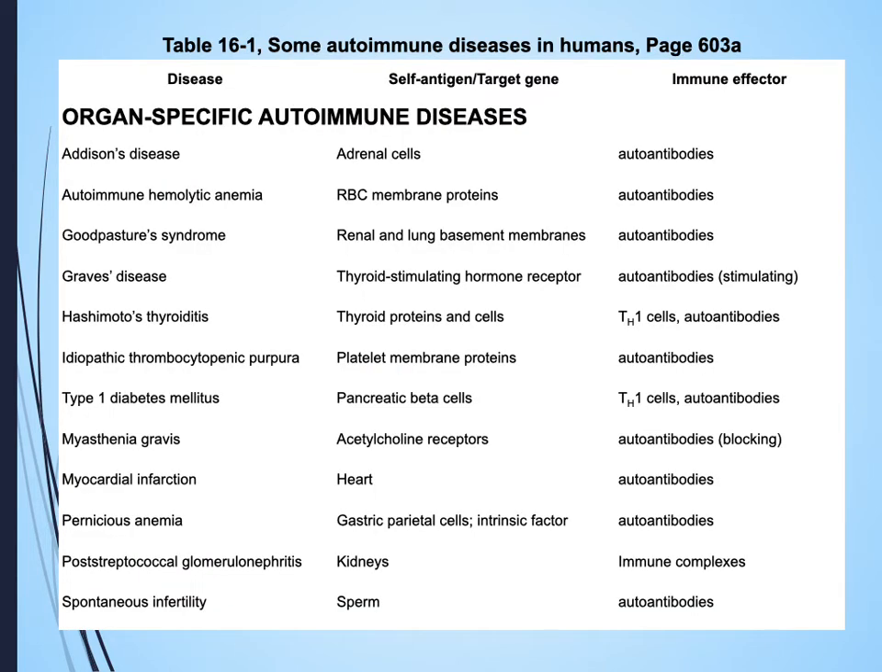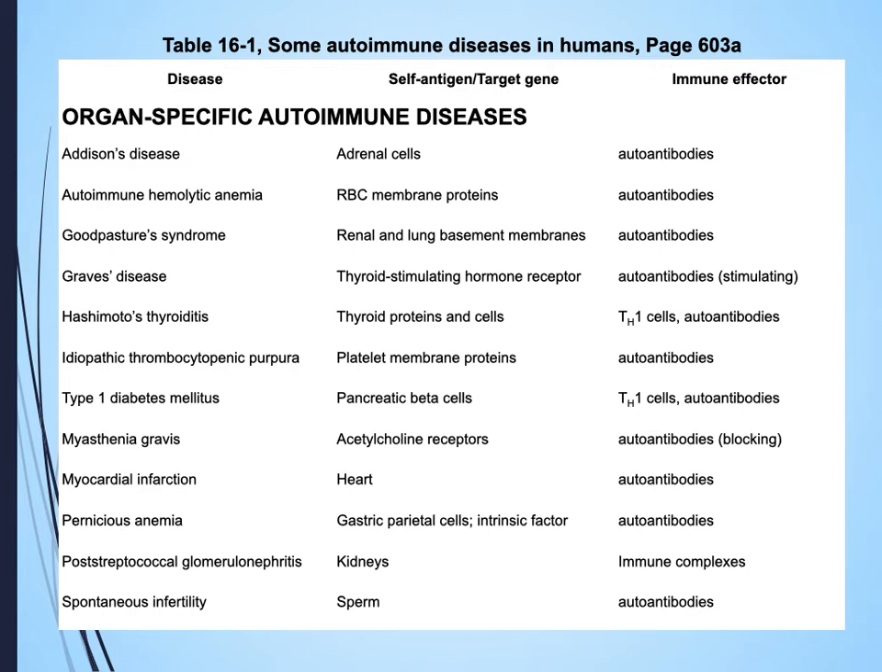So this is a table from the textbook looking at some of the organ-specific autoimmune diseases. I'm going to go to type 1 diabetes. That targets the pancreatic beta cells that produce insulin. T cells and also B cells producing autoantibodies recognize proteins that are expressed in the beta cells. And that causes an immune response to kill the beta cells, which means that the individual doesn't have insulin-producing cells, so they can't regulate their blood glucose levels.